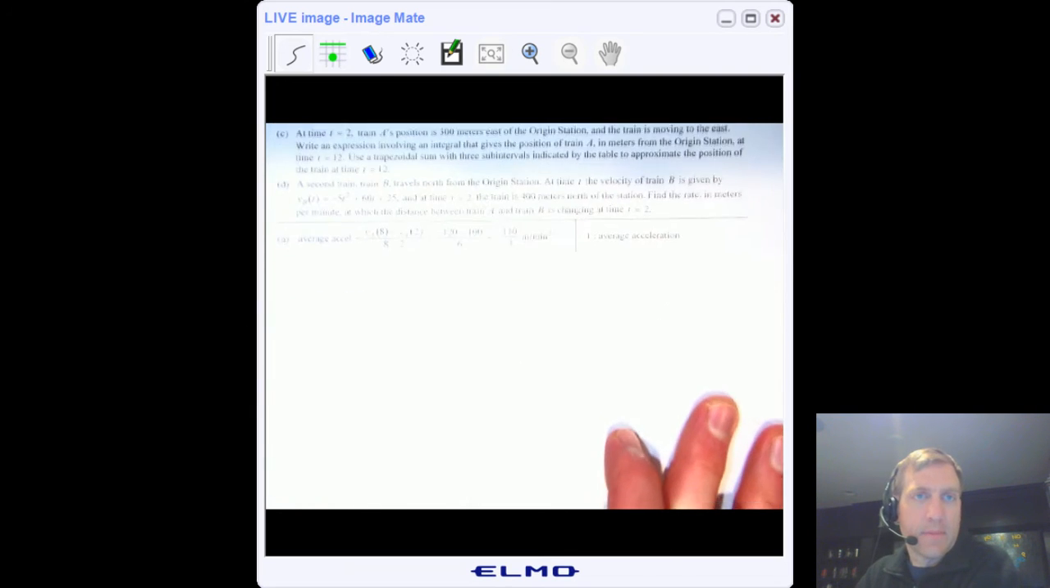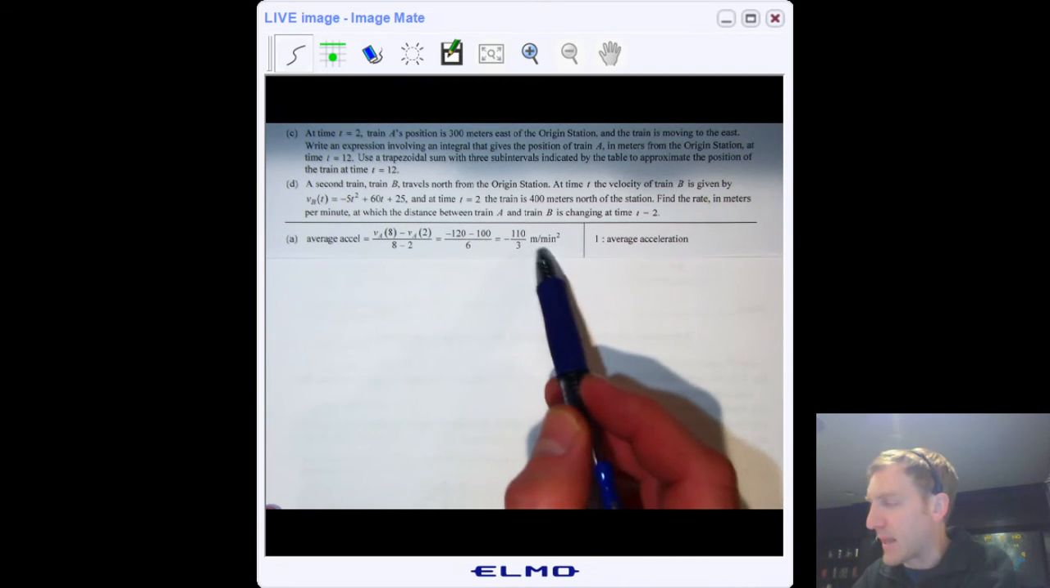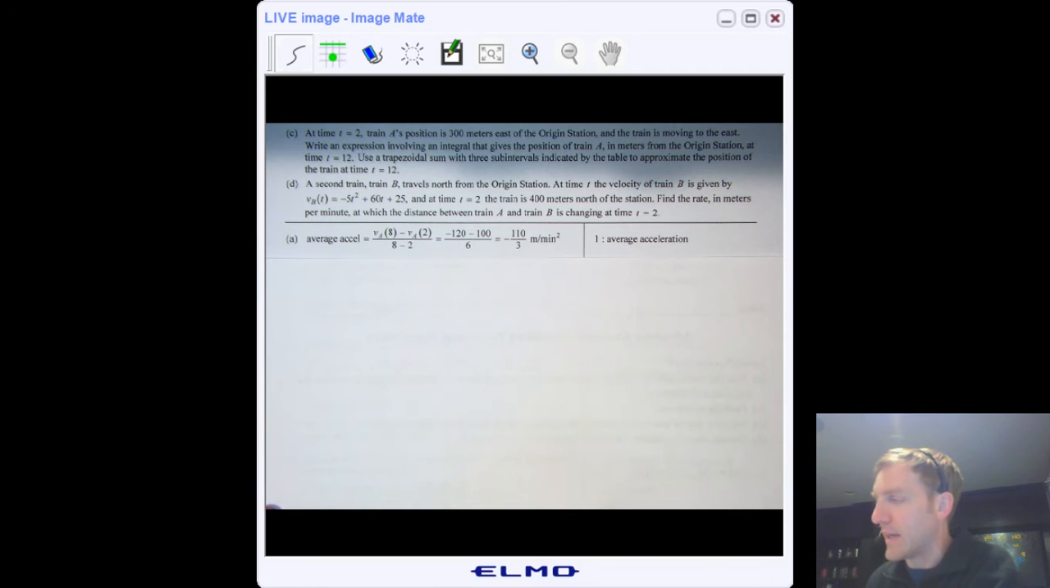All right, so let's look at the scoring guidelines there and see how many points everything was worth. Part A, as you probably guessed, was just 1 point, because you just find the slope there. Notice it did not ask for units. So even though the scoring guideline gives units, it did not ask for units. You did not have to put that.